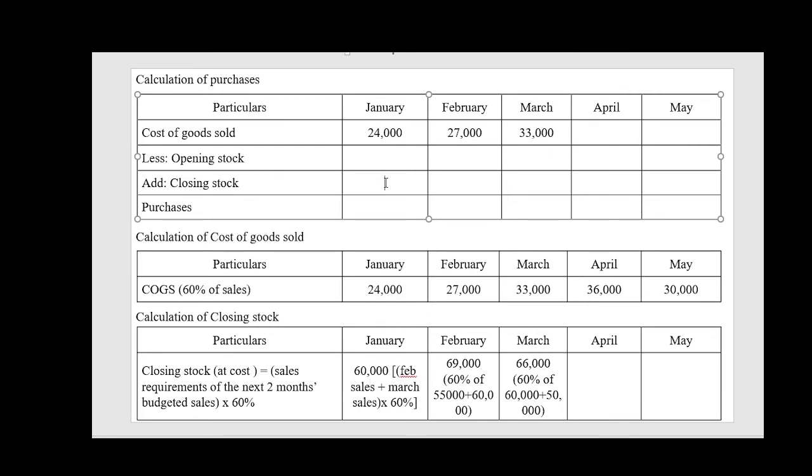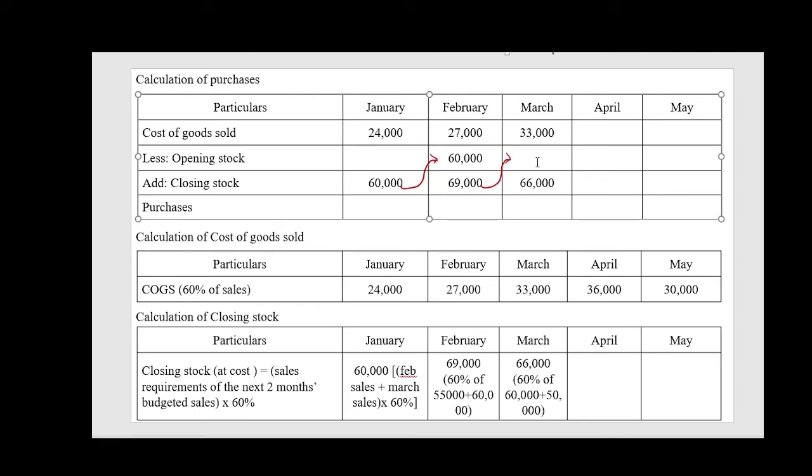So quickly let us put up the closing stock of January. It's 60,000. For the month of February, it is 69,000, and for the month of March, it is 66,000. Now, remember, closing stock of January will be the opening balance of February. Likewise, February's closing stock will be the opening balance of March. So, February's opening stock will be 60,000.